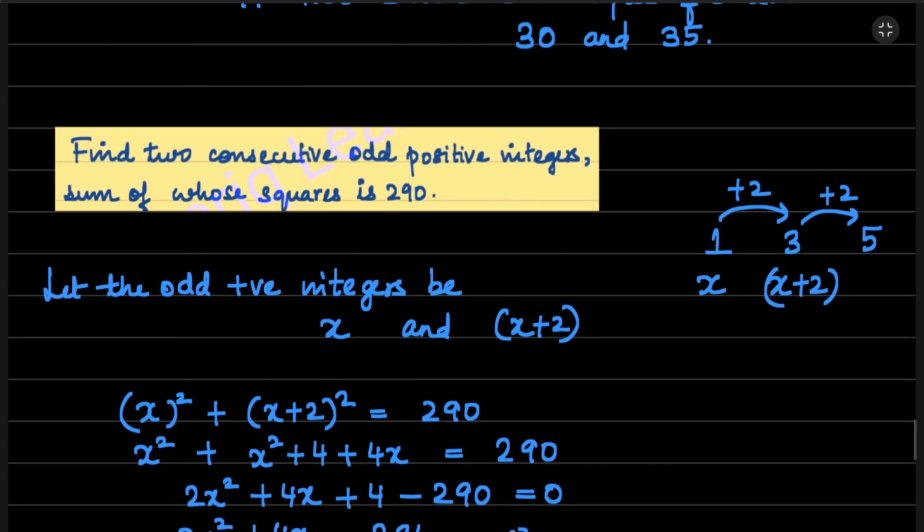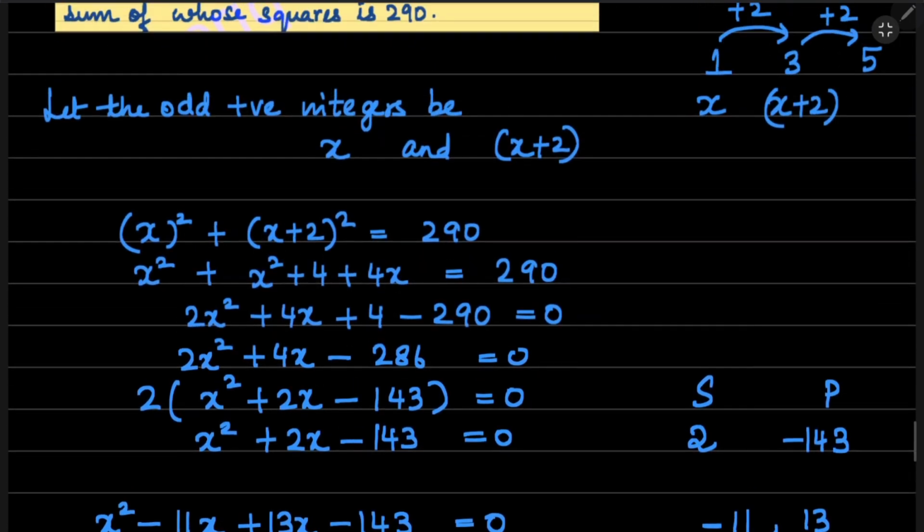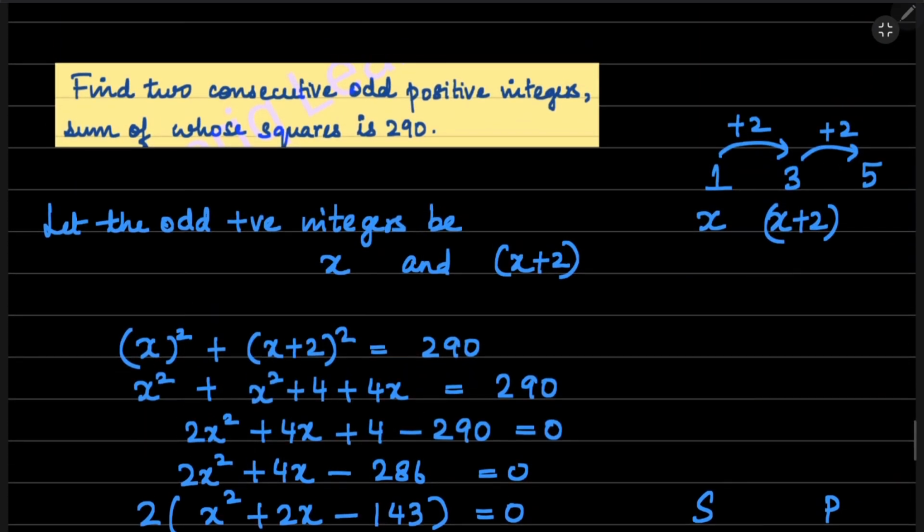The first odd positive number would be 11. So therefore you can write the numbers are 11 and the next odd number would be 11 plus 2, which is 13. So these are your required numbers. Okay, I hope you understood. Let's continue with the next question.